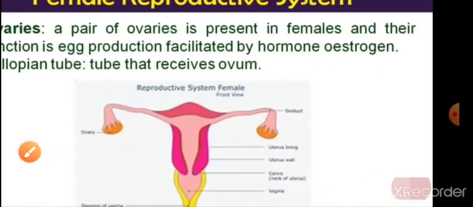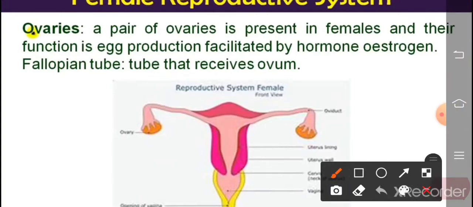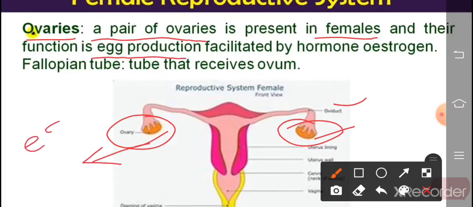After this, we will learn about the function of the ovary. What is the function of the ovary? This is the ovary, and this is the oviduct. What are ovaries, my dear students? A pair of ovaries is present in females, and their function is egg production.